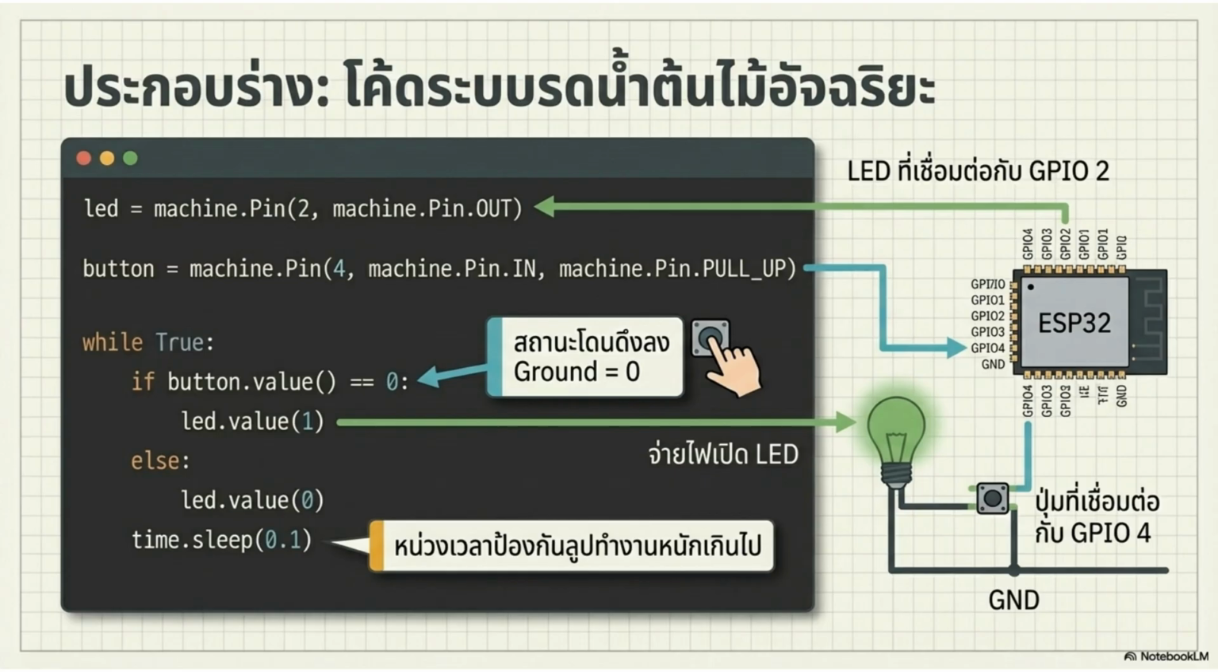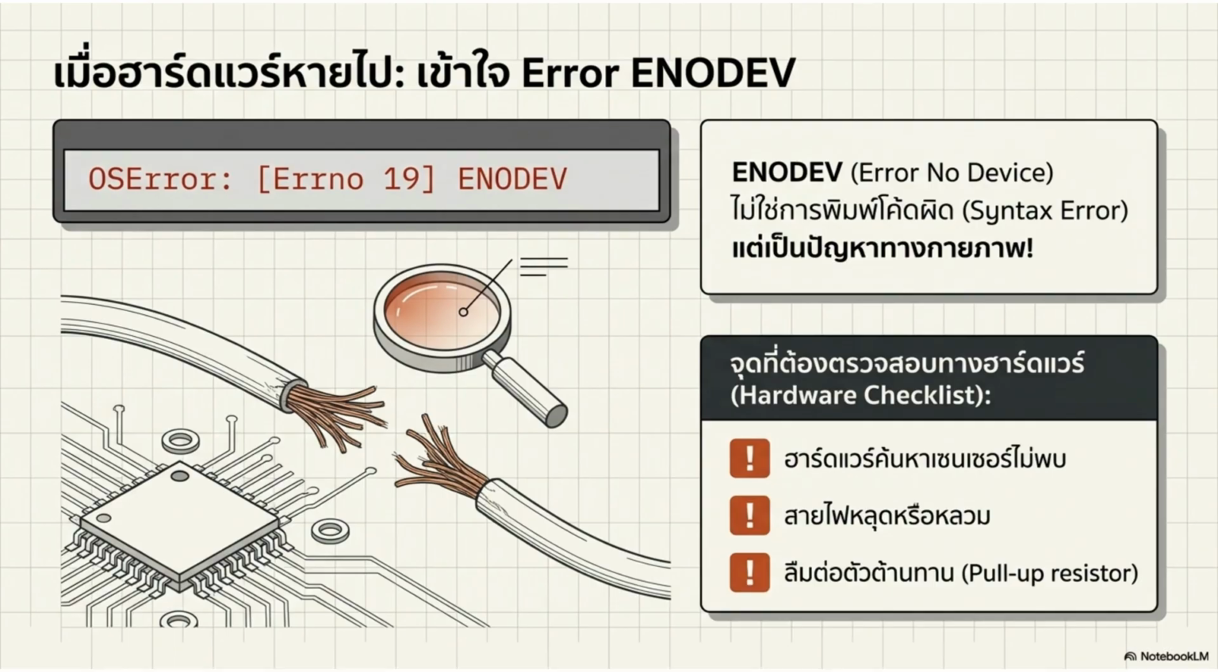Here is an example code for a smart watering system. The LED is connected to GPIO2 as an output, and the button to GPIO4 with pull_UP. If the button value is 0, pressed, the LED turns on. Otherwise, it turns off. If the hardware is missing, you may encounter an OSError, errno 19, ENODEV.